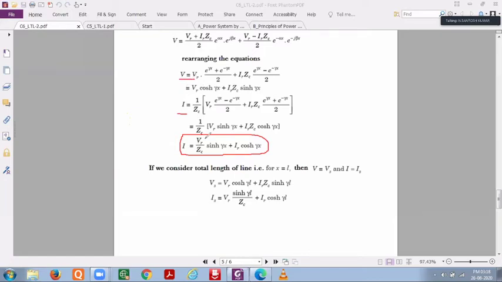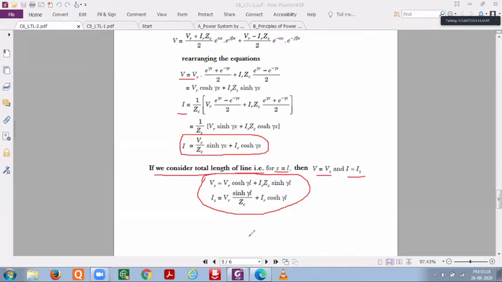Next, if we consider the total length of the line, then you replace x with L, voltage will be Vs and current will be Is. So when I substitute x equal to L, V equal to Vs and I equal to Is, I get your sending end voltage and sending end current like this.